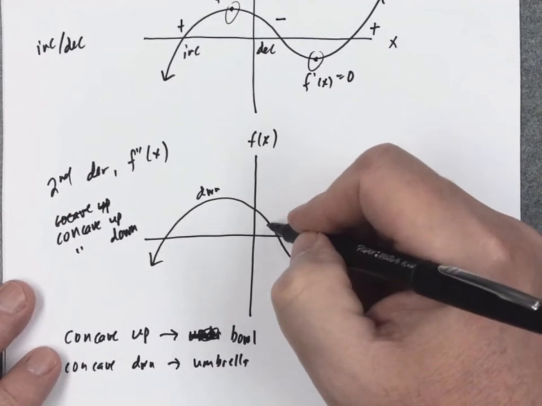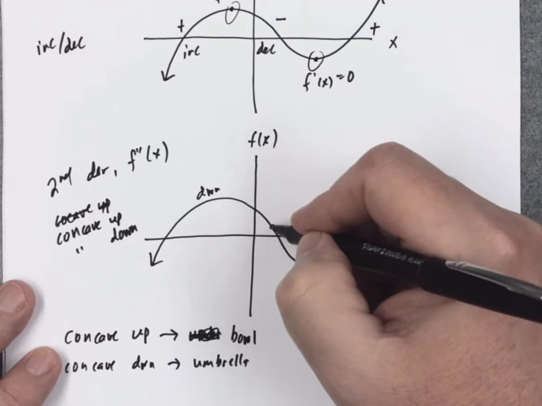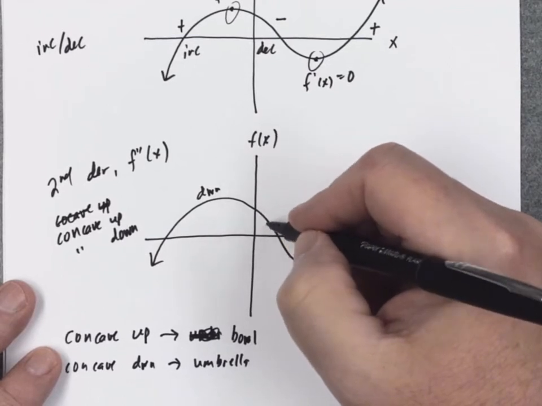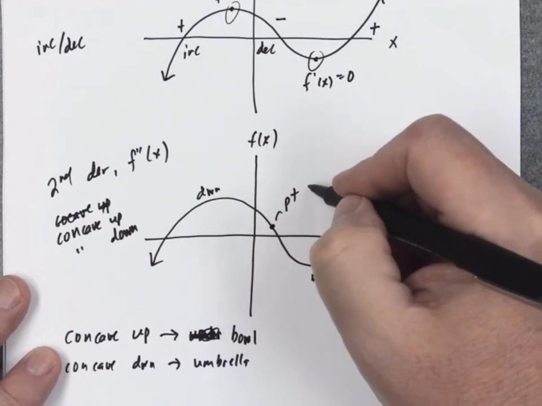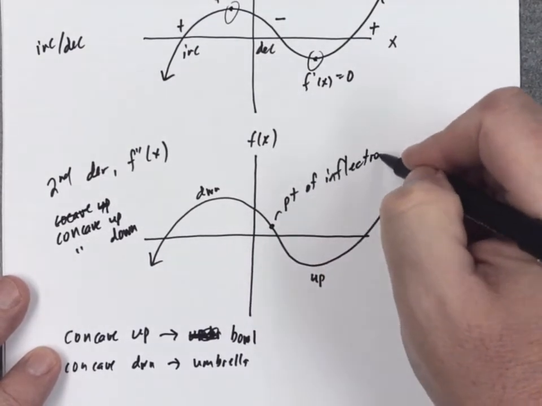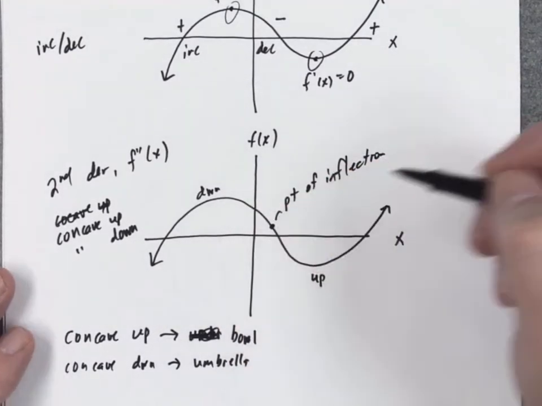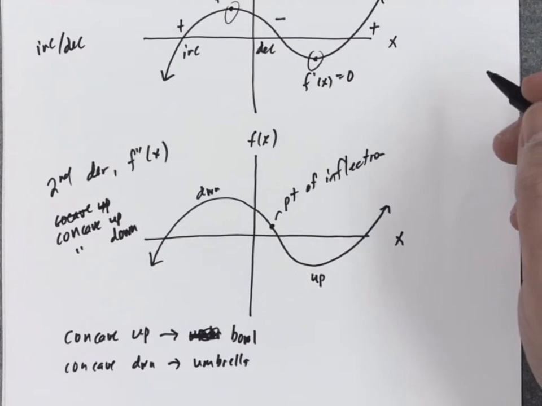So for a graph, we just make our best guess and we say, well, maybe right there is the point at which the concavity changed. That point is called a point of inflection. Whenever the concavity changes, we call that a point of inflection.